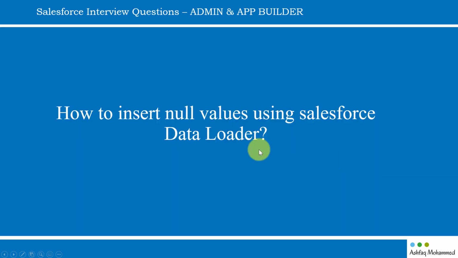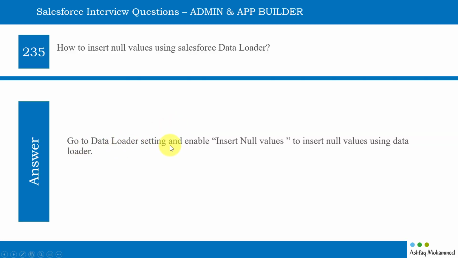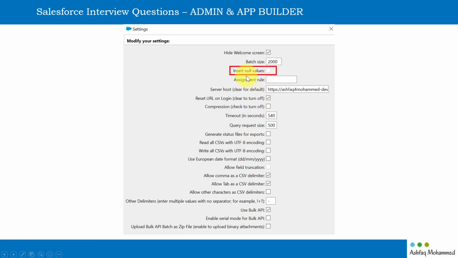Next question is how to insert null values using Salesforce data loader. Sometimes we don't want to provide any data for a field, we just want to provide null values. So how can we do that for a few columns? Go to the data loader settings and enable insert null values to insert the null values using the data loader. Open the settings, go to insert null values and then insert the null values.